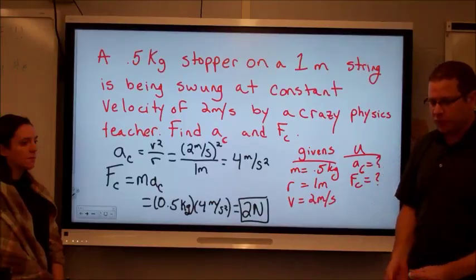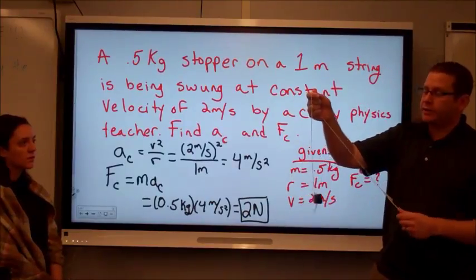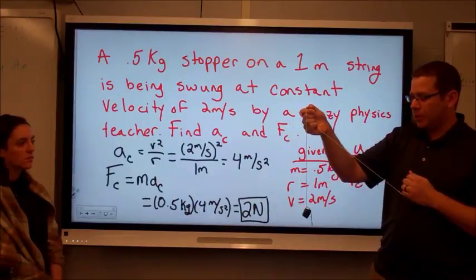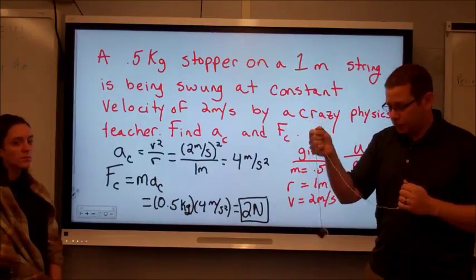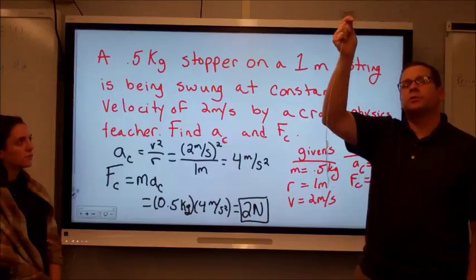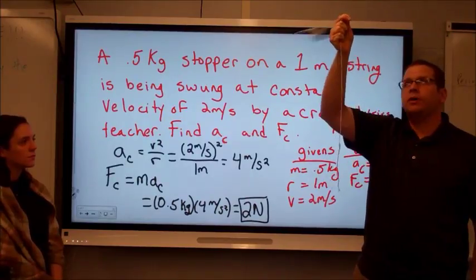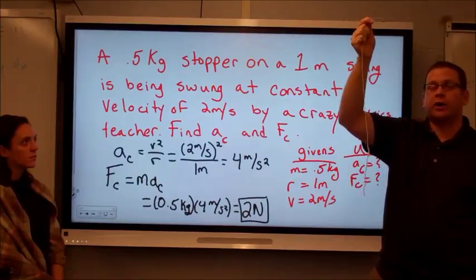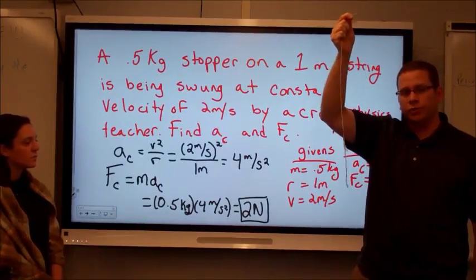Then the question becomes, what actually supplies that 2 newtons of force? Well, the only thing that I have attached to the stopper is the string. So that 2 newtons of force comes from the string. If I was to attach a spring scale to this system somehow and figure out a way to read it, it would read 2 newtons.